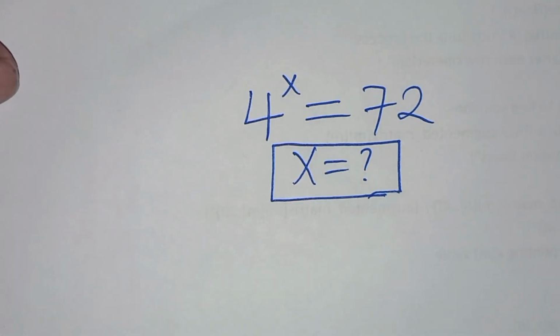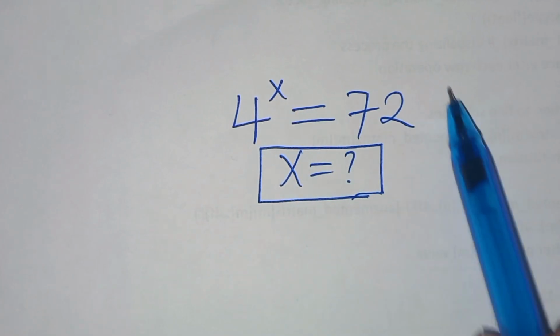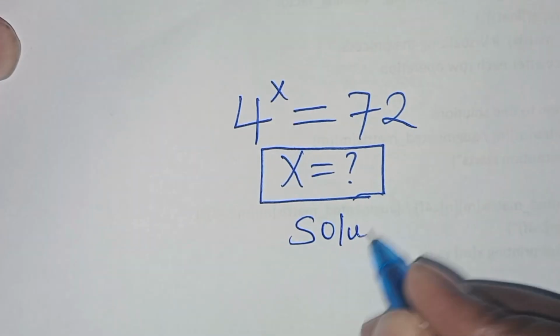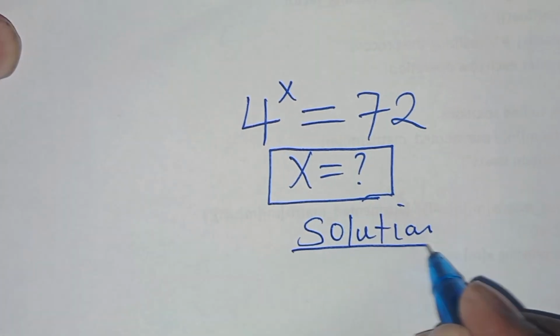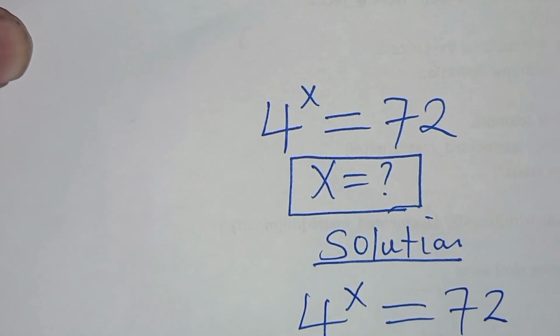Hello everyone, you're welcome to solve this nice exponential equation, which is 4 to power x equal to 72. What is the value of x? Now, solution from here, we have 4 to power x equal to 72.